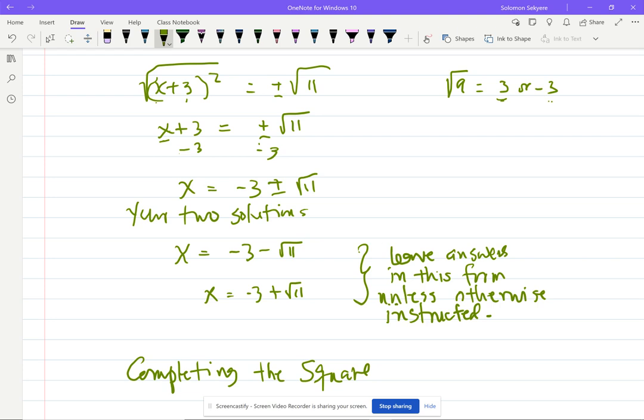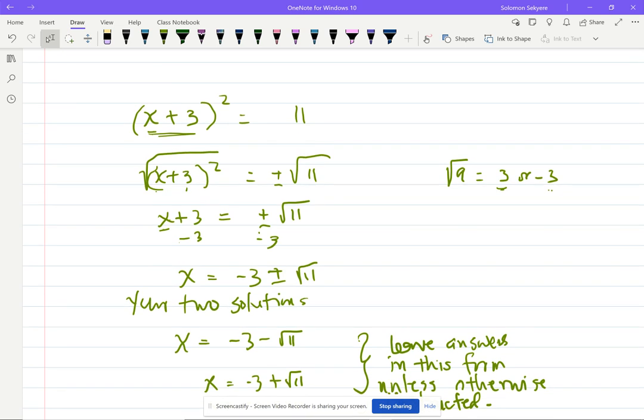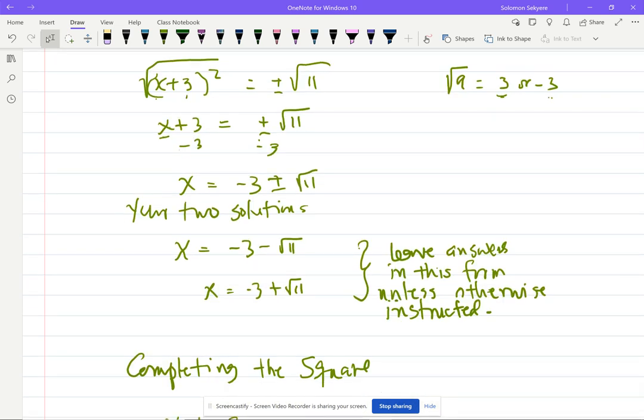Leave the answer in this form, unless otherwise instructed to use a calculator or change it. So that's your final answer. Just leave it like this. Okay, so that is what brings us to this topic of completing the square.